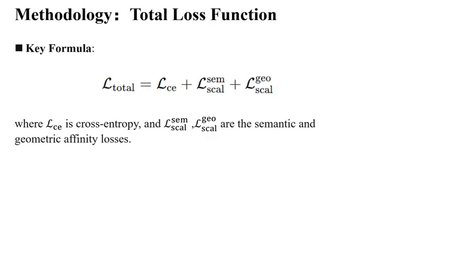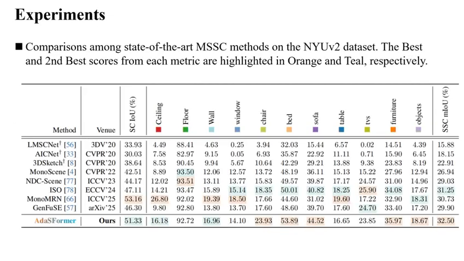The total loss comprises standard cross-entropy loss and scene class affinity losses applied in both semantic and geometric spaces, promoting balanced learning of global context and local details. Quantitative comparison shows that ADA-S-Former achieves 32.5% SSC mIoU on NYUv2, surpassing the previous best method ISO, 31.25%, by 1.25 percentage points, and attains the highest or second highest IoU on key indoor objects such as chair, bed, sofa, and table, validating the effectiveness of adaptive serialized attention and center relative positional encoding.